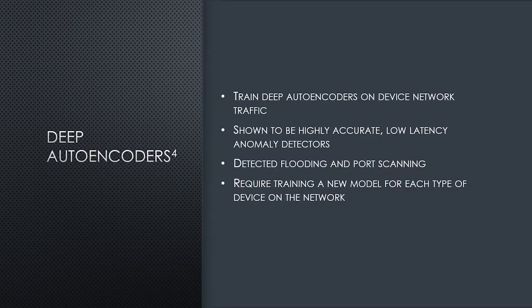The next method we found was the use of deep autoencoders as anomaly detectors on IoT traffic. The authors of this paper trained their autoencoders on normal benign traffic from one particular IoT device. This approach achieved high accuracy and low latency in detecting flooding attacks during a DDoS attack, and also in detecting port scanning activities used by compromised IoT devices when looking for other devices on the network to infect with the botnet. However, this method would likely experience poor scalability due to the need to train and deploy a different deep autoencoder for each device on the network.